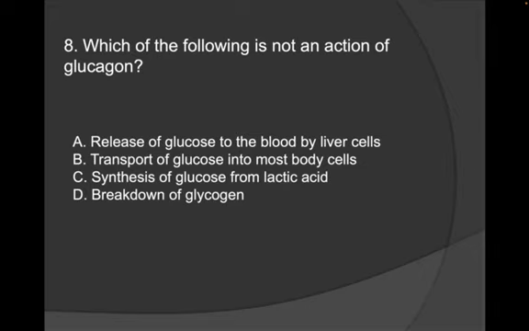Glucagon will actually help in breaking down of glycogen, forming glucose. So that is a direct action. It also will help in synthesis of glucose from lactic acid when we are low in glucose. Also release of glucose to the blood by liver cells, because liver is where glycogen is stored. So all this glucagon can do, but it is not going to transport the glucose itself.